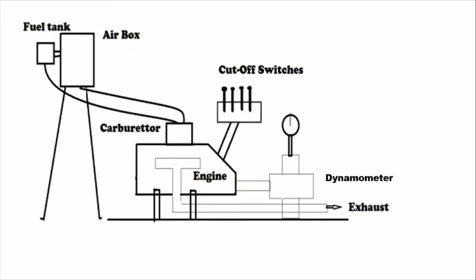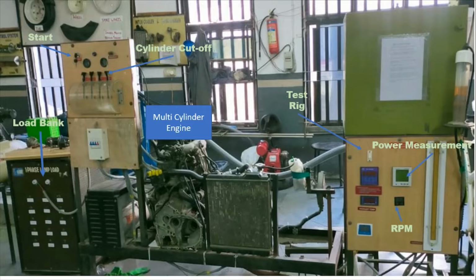Here, the engine shaft means the crankshaft connected to the dynamometer for measuring the brake power, and the cutoff switch is for short circuiting of the cylinder. This is our practical setup, or the test rig for multi-cylinder engine testing.